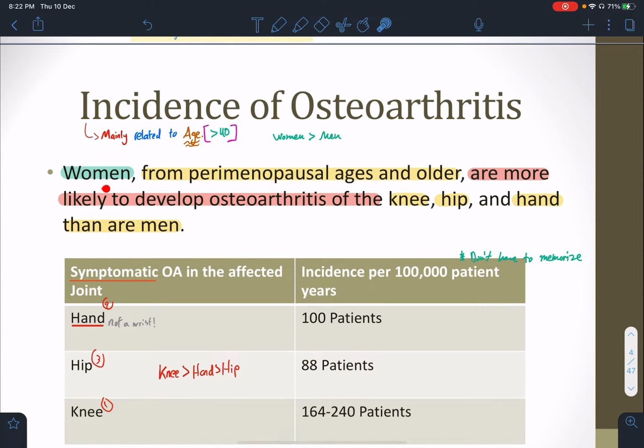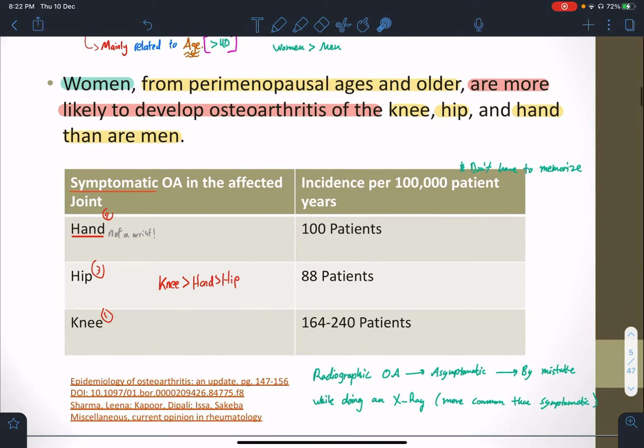And women from perimenopausal ages and older are more likely to develop osteoarthritis of the knee, hip, and hand than are men. This means that in terms of gender, women are more prone to osteoarthritis and it is more prevalent in women. The most common synovial joints with osteoarthritis are the knee, the hip, and the hand. These are the most prevalent regions where osteoarthritis is found.